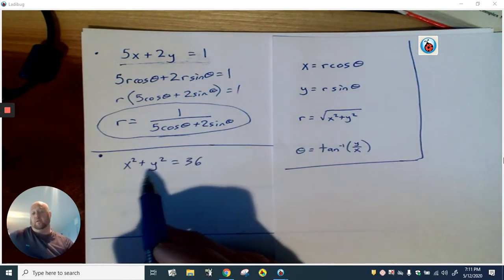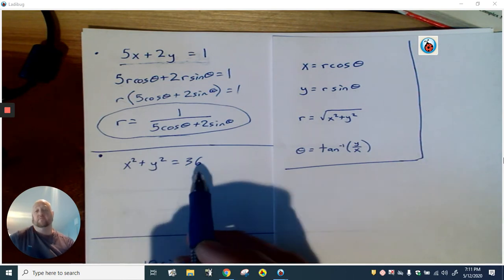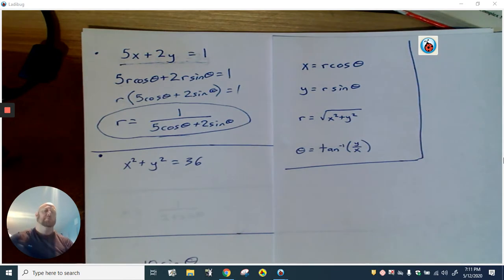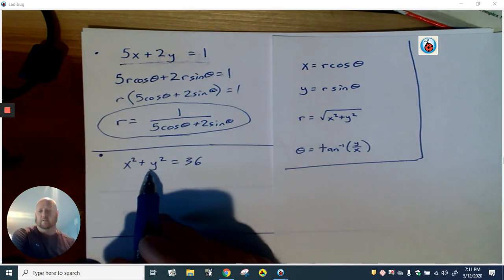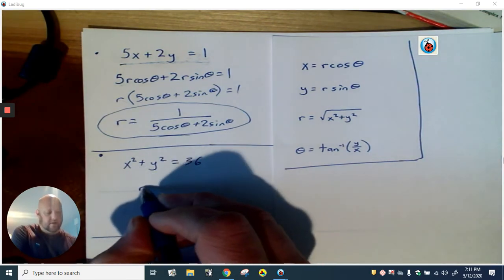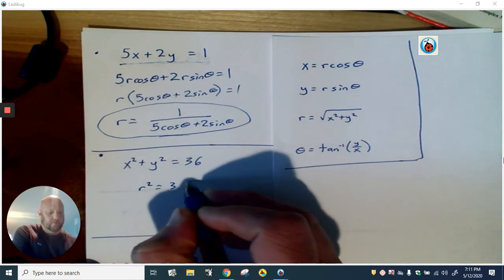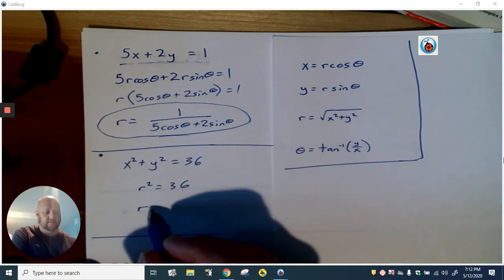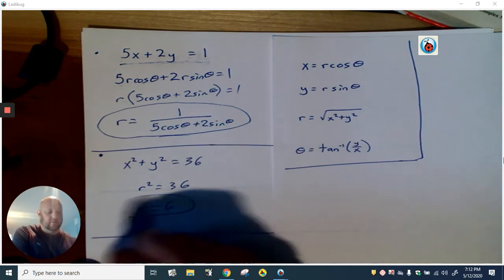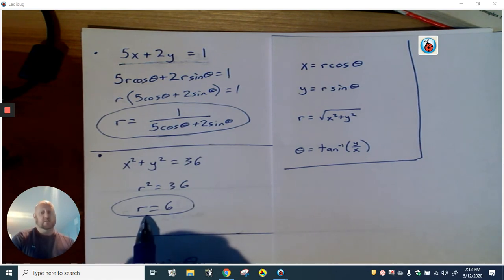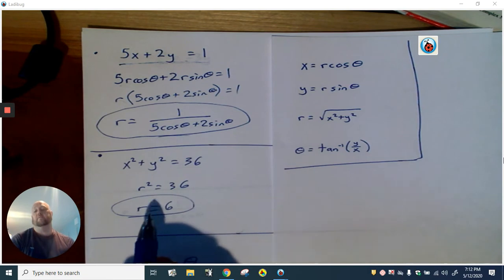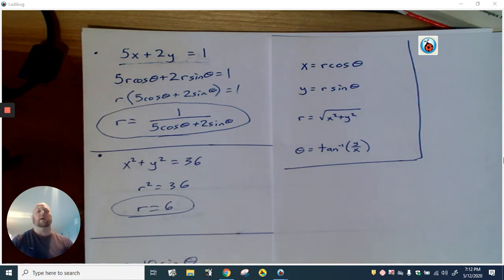This one, we know it's a circle. It's x squared plus y squared equals 36. We actually already know this is a circle with a radius of 6. But if we made some substitutions, we know what x squared plus y squared is. This is r squared. So we can make that substitution, and just solve for r by taking the square root. This equation, a whole lot easier equation, is actually the exact same thing as that, just in different forms. So some things do get a whole lot easier, okay?